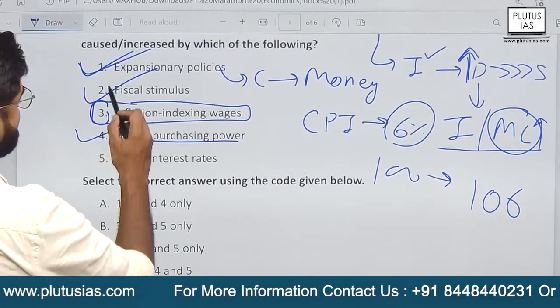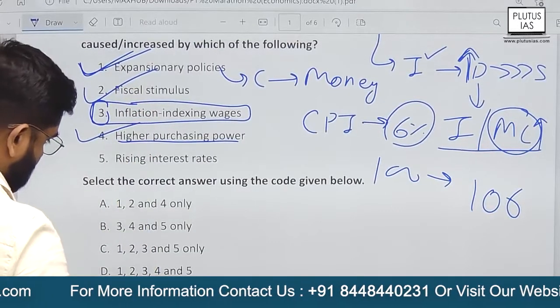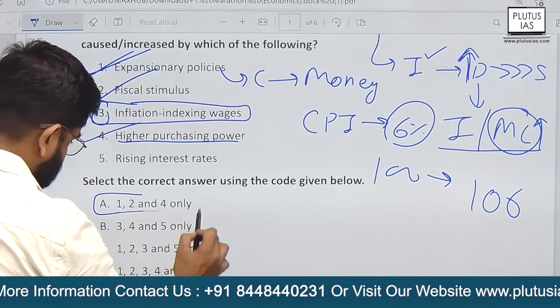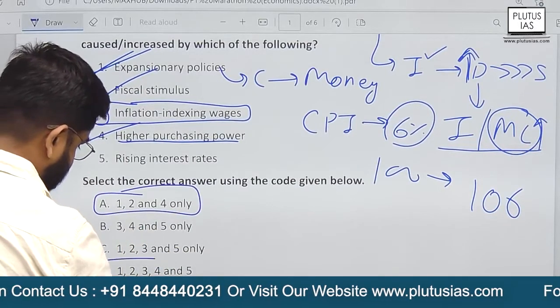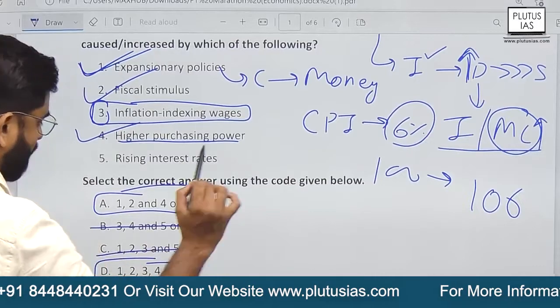Any option that includes 1, 2 and 4 for now. 1, 2 and 4. So this is here and this is here. So these two options are gone now.